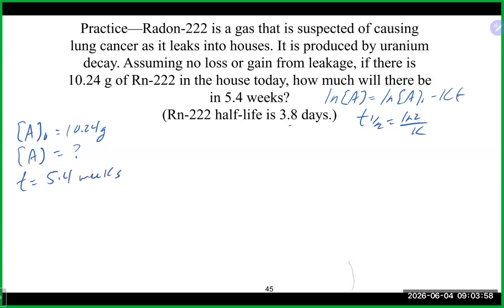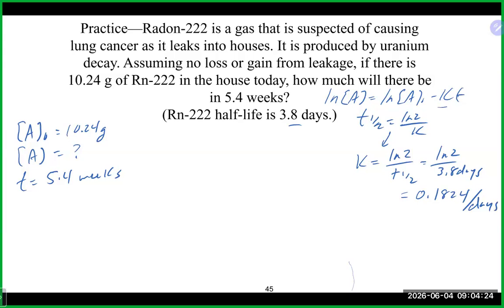We do have the half-life given to us, so we'll use our half-life equation here to solve for our decay constant. I'll get natural log of 2 over 3.8 days. And if I do that, looks like we end up with 0.1824 reciprocal days.